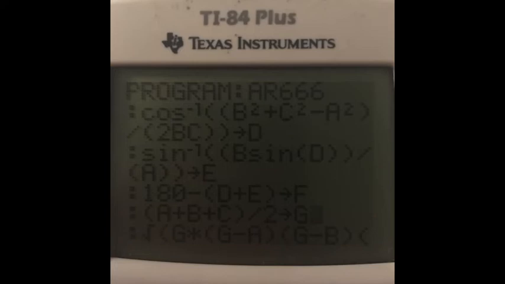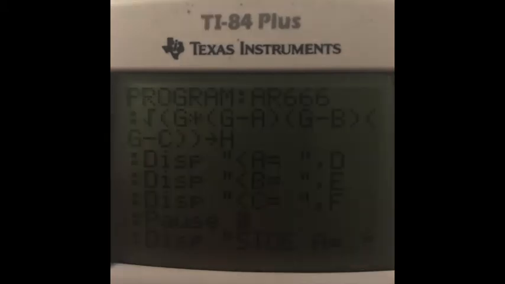Using that angle, plug it into the law of sines with two of the sides to find angle B and store it as E. Now you know that the sum of all the angles in a triangle should equal 180, and since you now have two angles, take the sum of those two and subtract it from 180 to find the remaining angle, C, and store it as F.